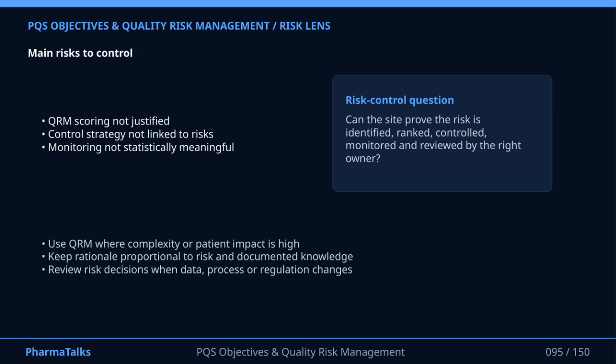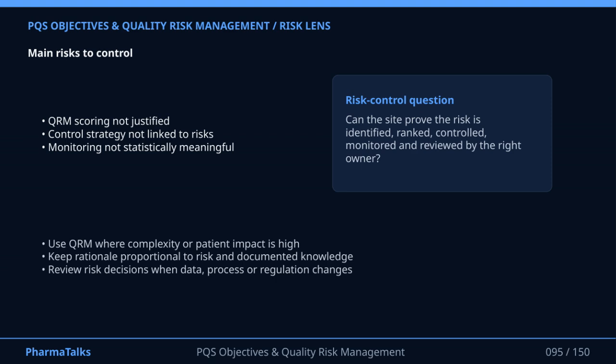The key risks we need to control include situations where the QRM scoring isn't well justified, where the control strategy isn't clearly linked to the identified risks, and where monitoring efforts don't provide statistically meaningful data. The essential question here is whether the site can truly demonstrate that each risk is properly identified, prioritized, controlled, continuously monitored, and reviewed by the appropriate responsible person.